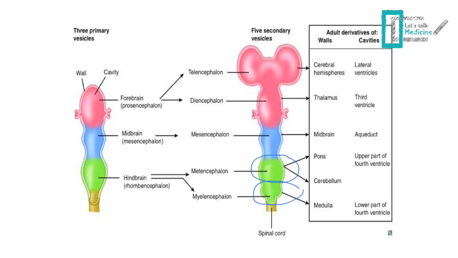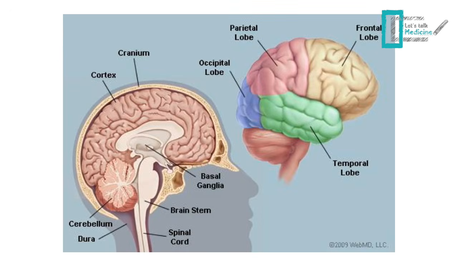Now, as you can see here, the metencephalon will eventually give you the pons and the cerebellum, and the myelencephalon will give you the medulla oblongata. Okay, why did I put this picture here? I need you to imagine how the brain looks right now to know how it came from.